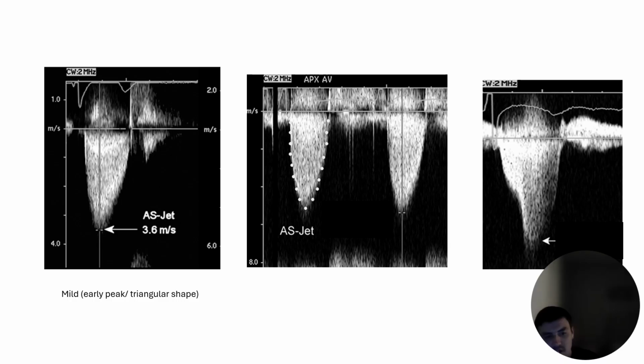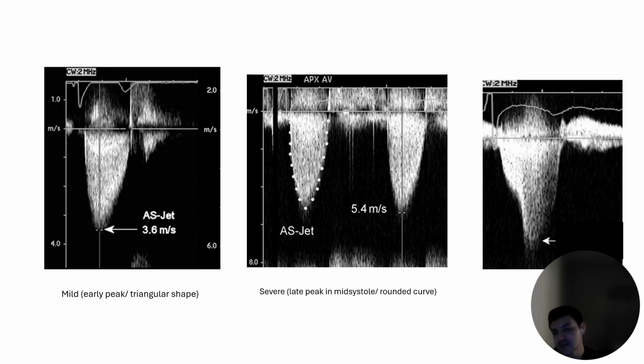So the first one is moderate aortic stenosis. You can see a mild, early peak and triangular shape. Then this one is severe, 5.4. As you can see, it's more of a rounded curve with a late peak in mid systole. If you have your electrocardiogram, the peak is going to be in mid systole. This is more of an early peak.